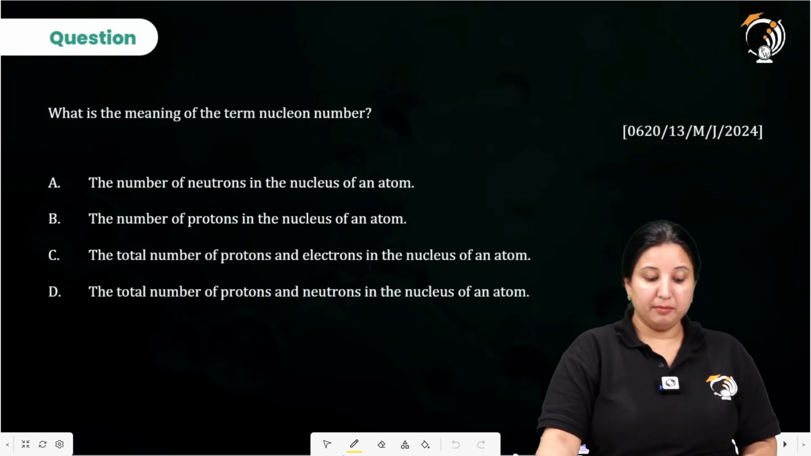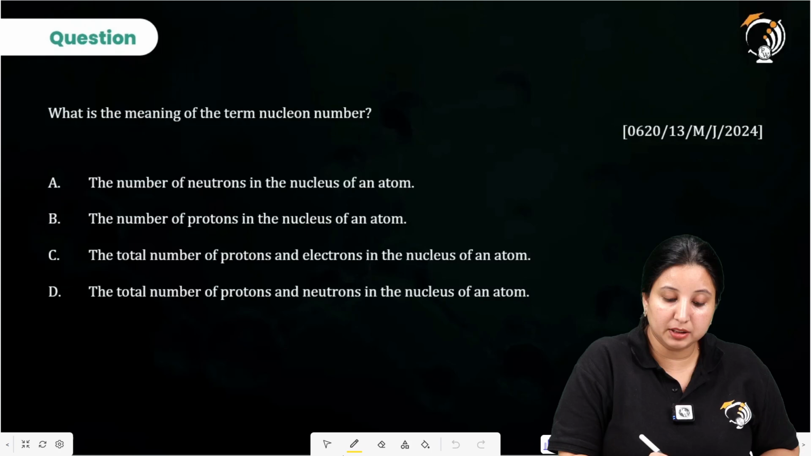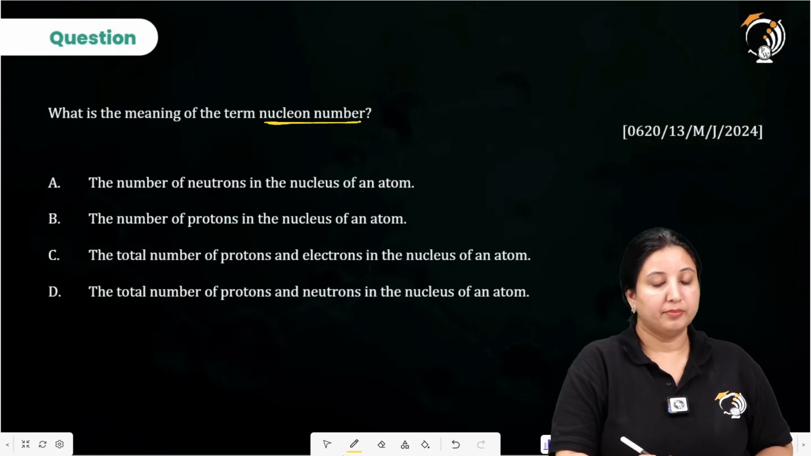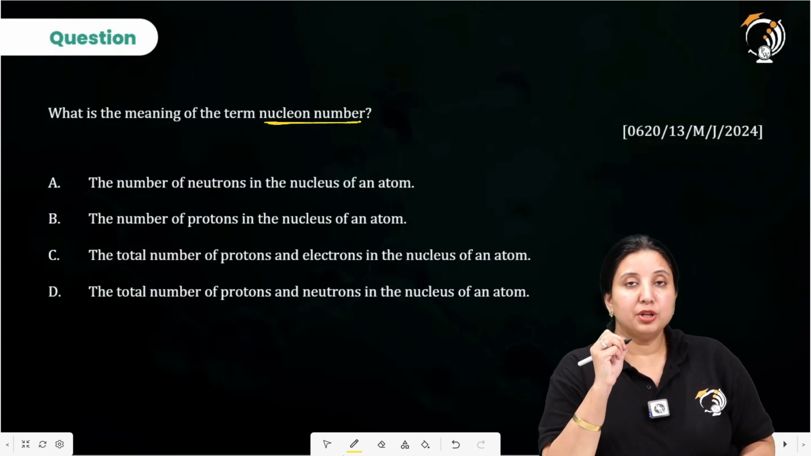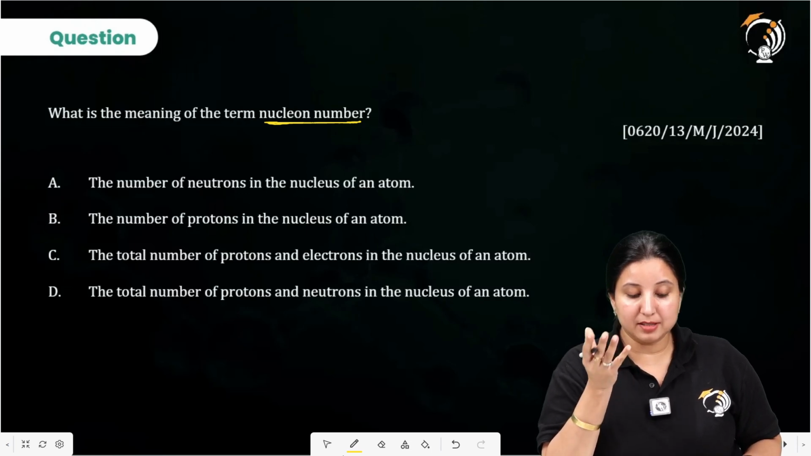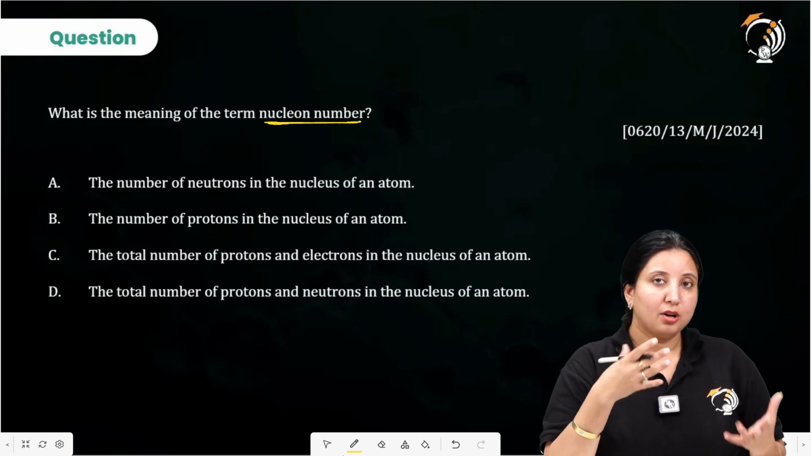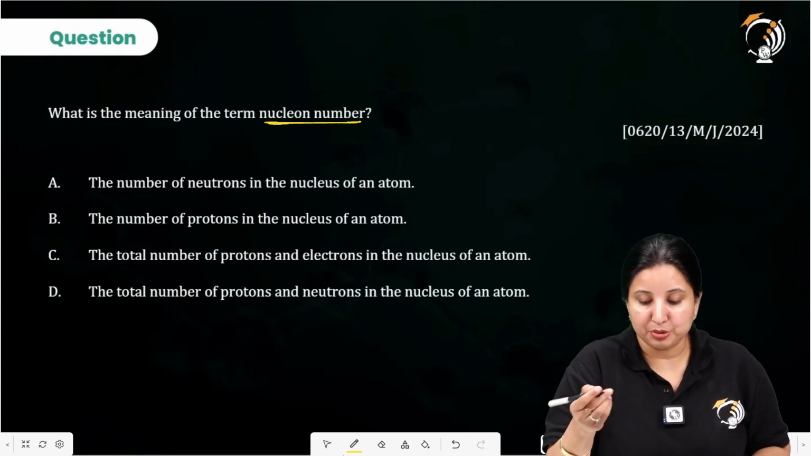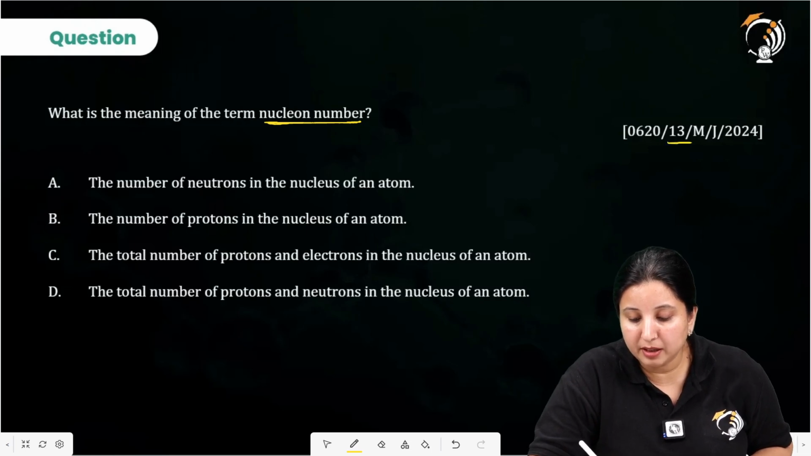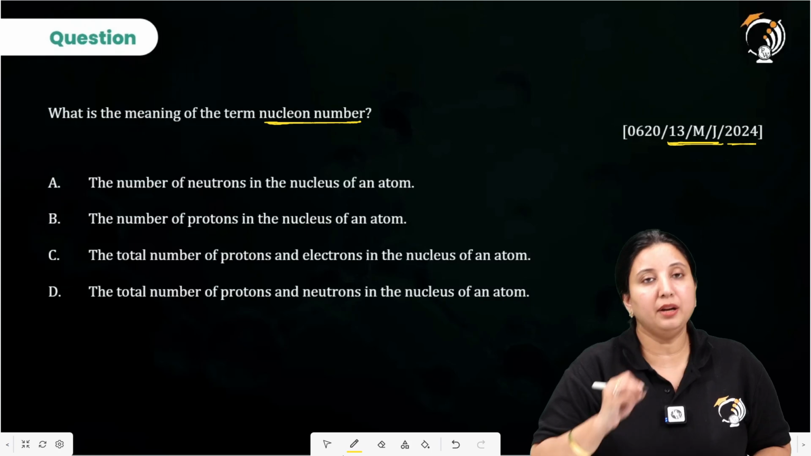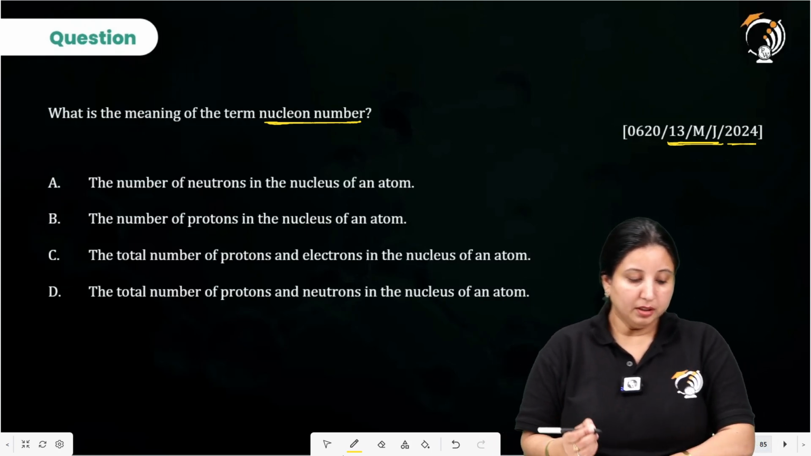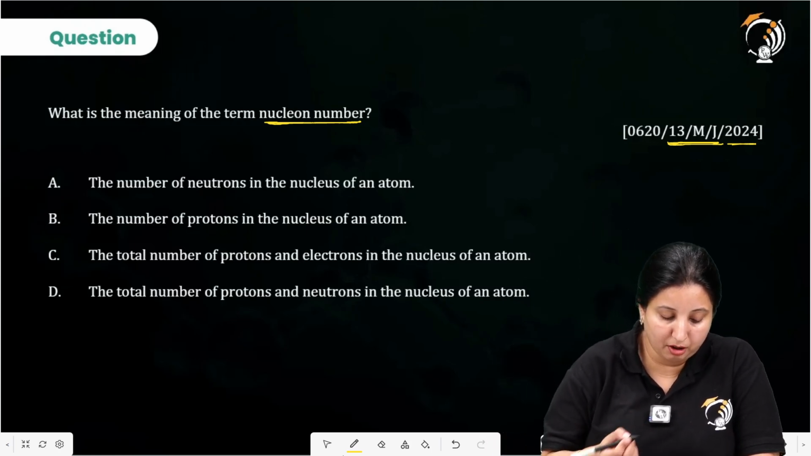Next, here came the question: what is the meaning of the term nucleon number? While teaching you the topic, I told you not to get confused. In some books it is written like this or that, and we get the question also. This is from variant 13, May-June series 2024. Now look at the question options.